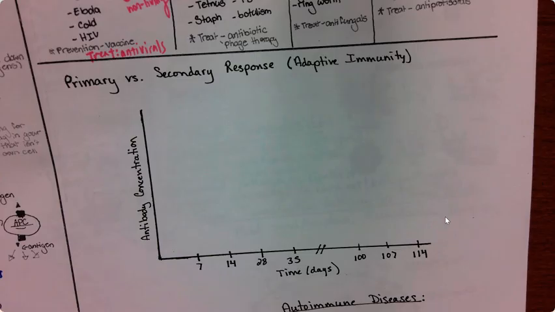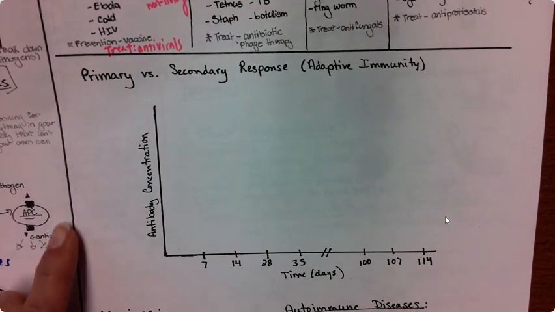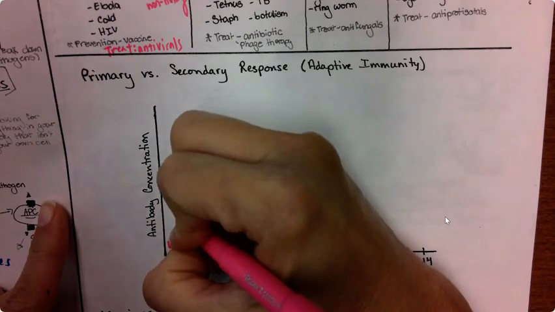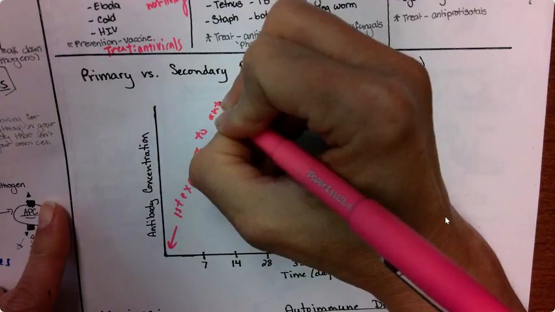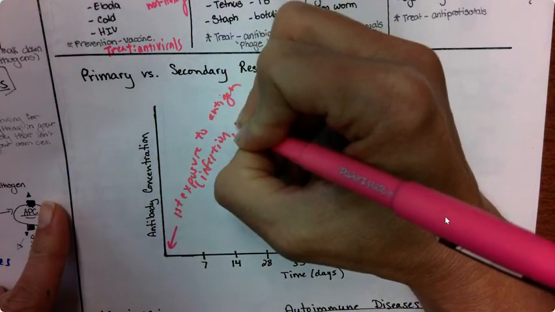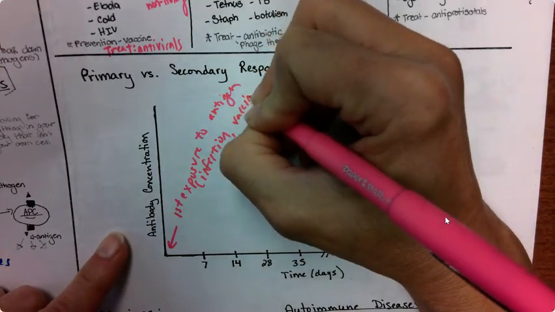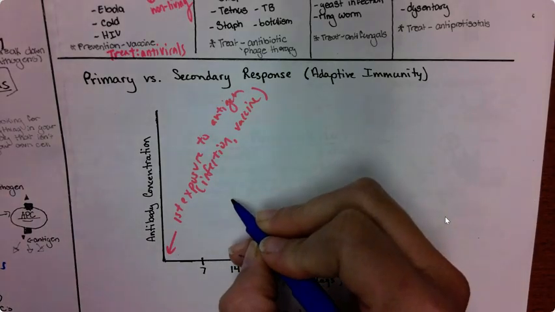Some of you have seen this graph before, but let's just do a quick review. Let's say this x-axis is time, the y-axis is antibody concentration. Let's say this is first exposure to an antigen. This can be through infection, or this can be through vaccination. What happens is to actually create those correct B and T cells to get the antibody production up and running, your first response peaks at about 14 days.